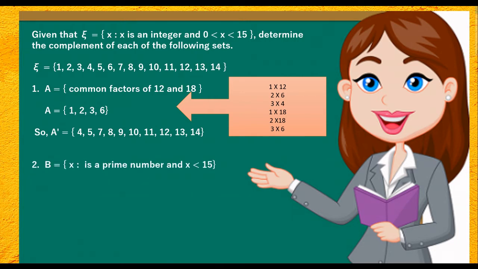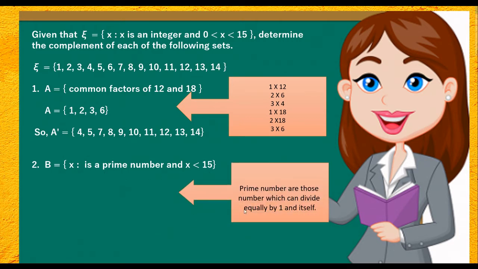Now we look at question number 2. Question number 2 states that x is a prime number and x is less than 15. What is a prime number? The prime numbers are those numbers which can be divided equally by 1 and itself. So, what are the elements included in my B? There will be 2, 3, 5, 7, 11, and 13.